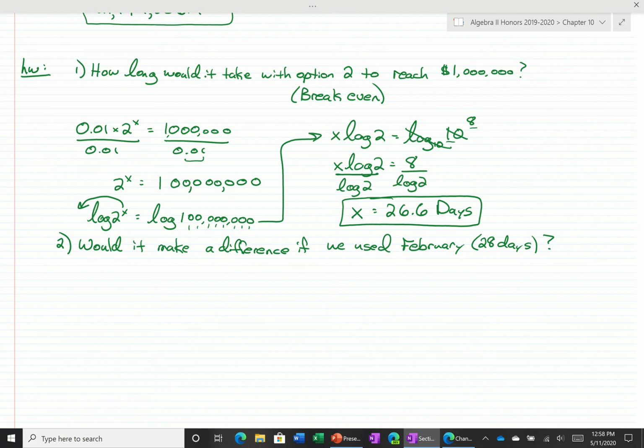So would it make a difference in February? And the answer is no. I mean, February has 28 days, so we still have some more time for our penny to grow before the limit is up. So the answer for this is no.